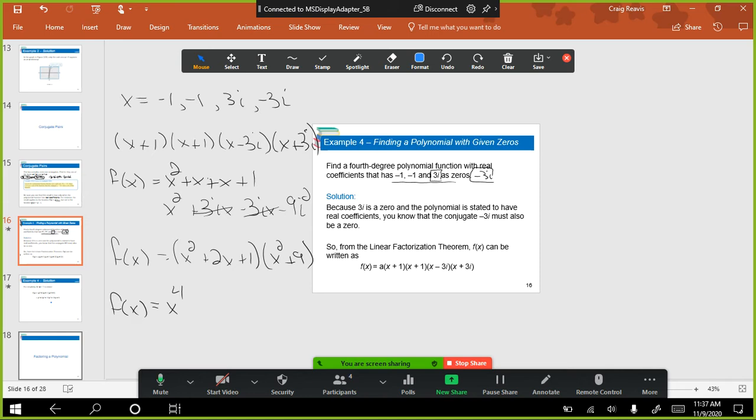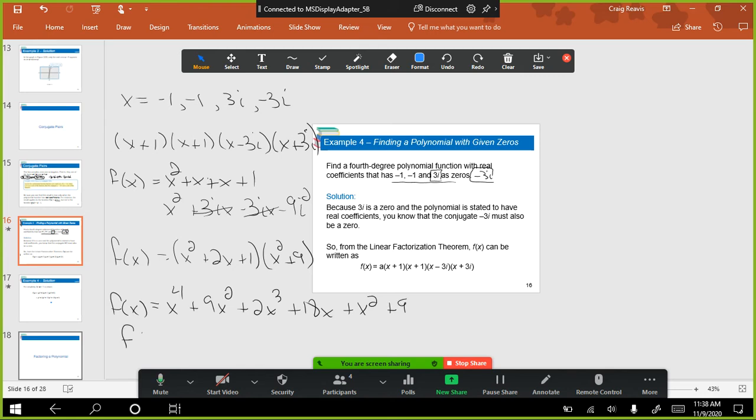x squared times 9 would be a positive 9x squared. And then 2x times x squared would be a positive 2x cubed. 2x times 9 would be 18x. Then 1 times x squared would be x squared. And then 1 times 9 is 9.